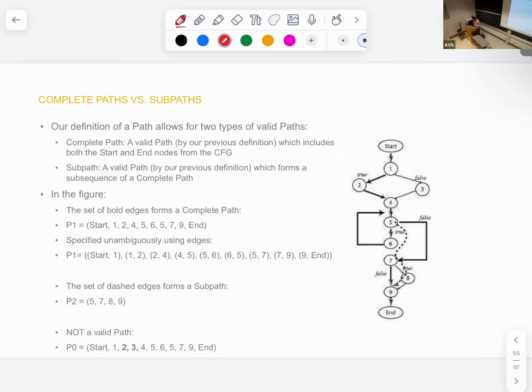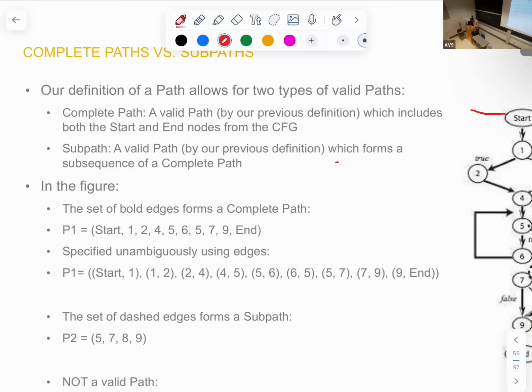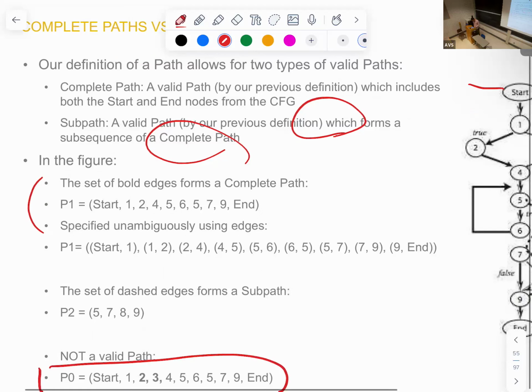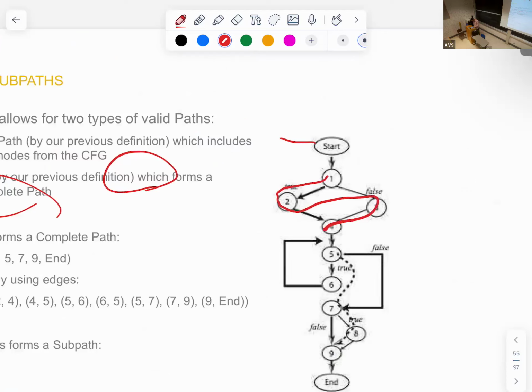And then the last thing is the difference between a complete path and a subpath. A path could be anything that starts from start to finish. A subpath could be anything that starts from one edge to another edge. So any subset of a complete path would be a subpath. Again, here are examples of regular subpaths. And something like this is not a valid path. You cannot say 1, 2, 3, 4, because if there is no valid edge between the two nodes, then this is not part of your path.